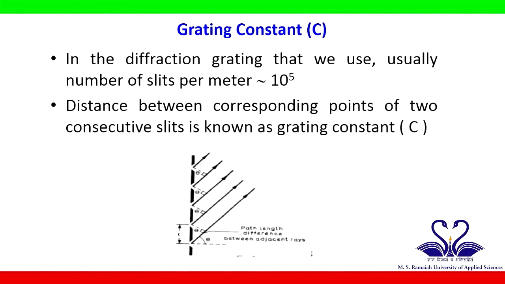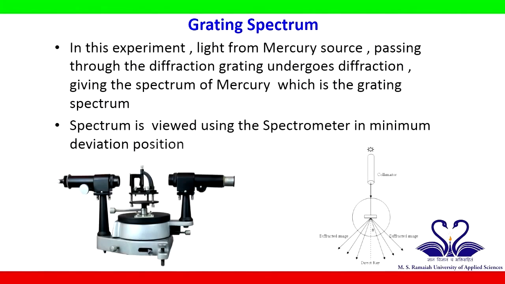The regions between two successive rulings act as slits, and the distance between corresponding points of two consecutive slits is known as grating constant. In this experiment, light from a mercury source passes through the grating and the spectrum is viewed using a spectrometer in minimum deviation method.